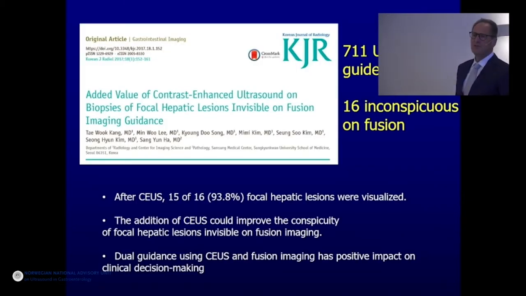This has been shown in a beautiful paper some years ago from Korea. They had a total of 711 biopsies they wanted to take. Most of them they just went ahead and took with ultrasound if it was possible to see. And then they added fusion if they couldn't see, and if they could do it, they were happy. If they could still not do it, they had 16 inconspicuous lesions left. And with those, they added fusion.